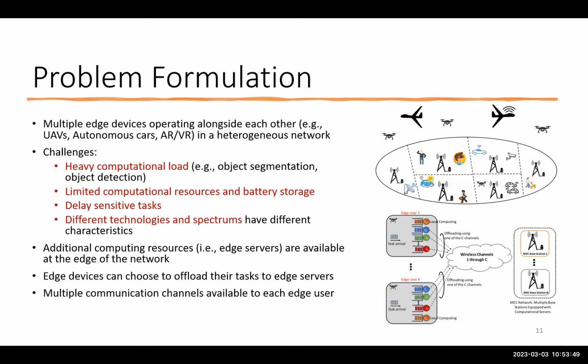And these UAVs or these edge devices usually can communicate with the edge network through different technologies and different spectrum bands. Additional computing power is also enabled. We added it to the network, and now we want to decide which communication channel is better. Should we always offload to the edge server or not?